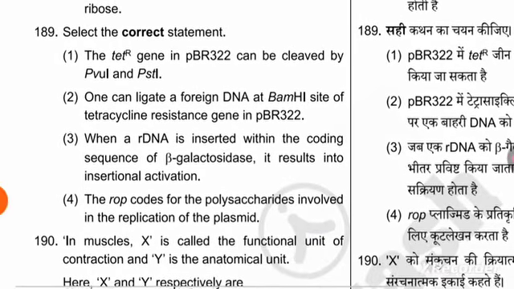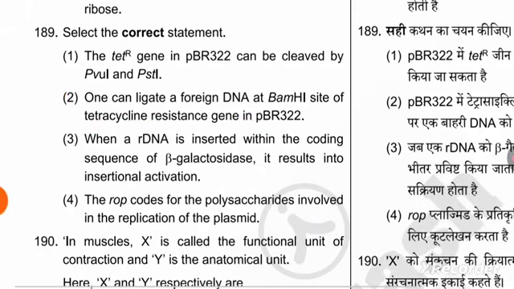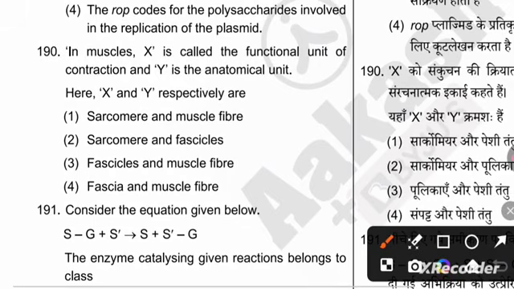Select the correct statement. Here the correct statement, if you can read, is: one can ligate foreign DNA at the BamHI site of the tetracycline resistance gene in pBR322. The remaining three are incorrect statements. In muscle, X is called the functional unit of contraction. So in muscle, the functional unit of contraction is the sarcomere, and Y is the anatomical unit. Muscle fiber is the anatomical unit.